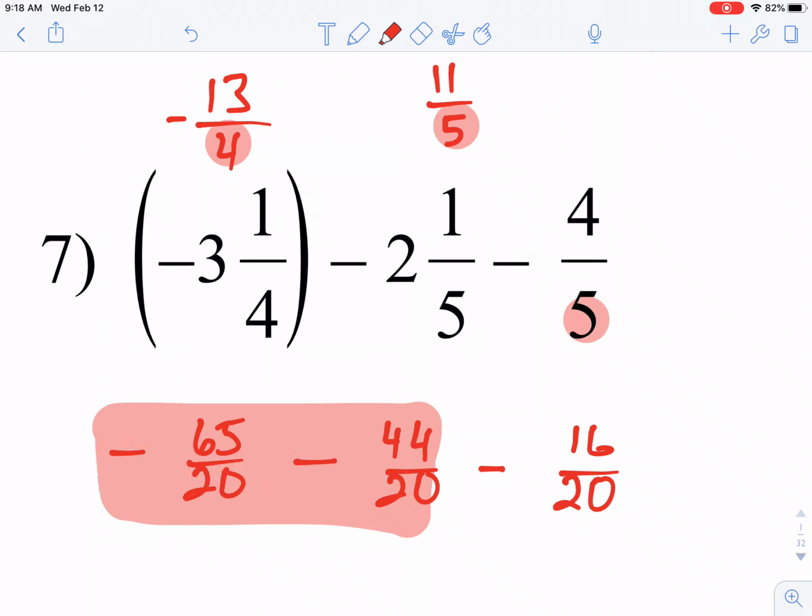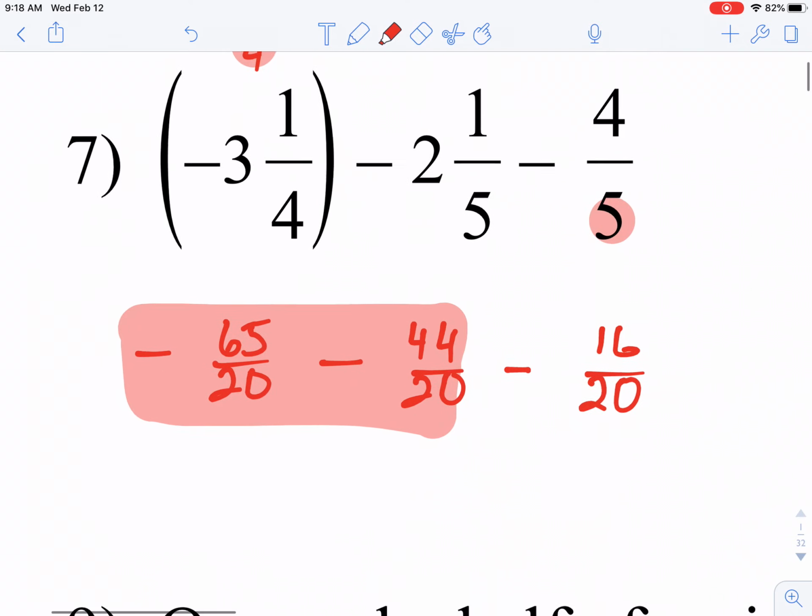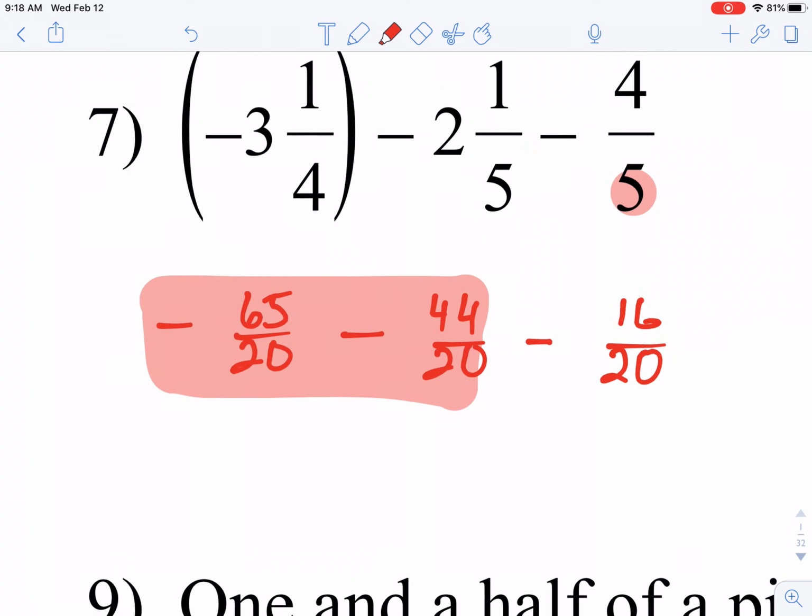And so now we have a negative minus a positive. One thing I like to do is I always change my subtraction signs to addition signs. This will help because if I change this to a positive, this becomes negative. And then I can use the rule, if they have the same sign, I can just add them and keep the sign. So I know it's going to be negative because they're both negative. 65 plus 44 is 109.